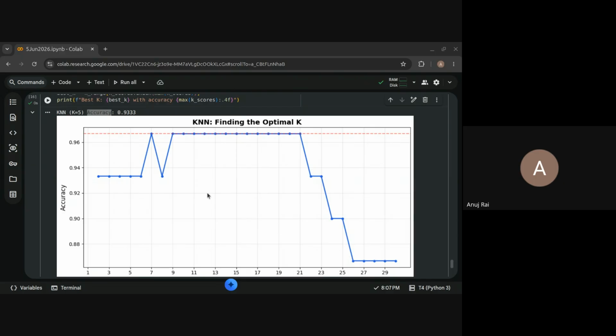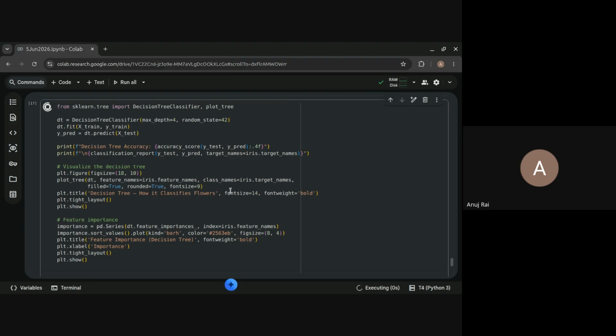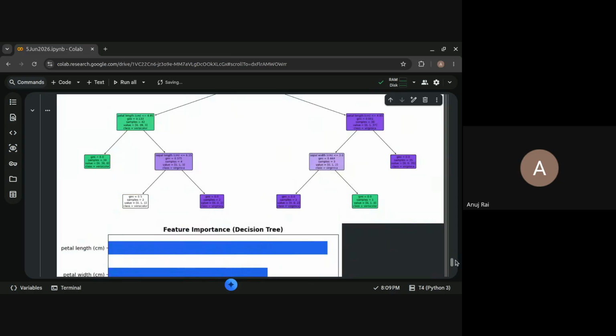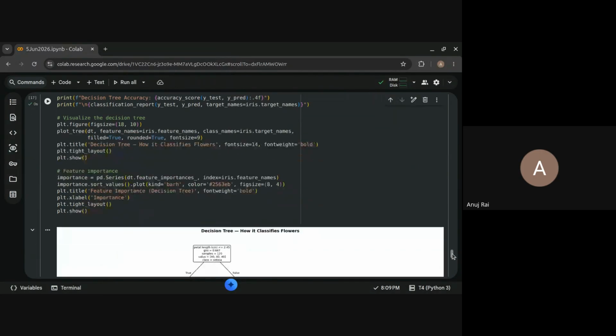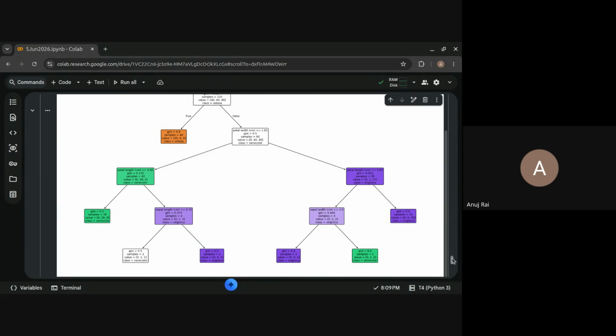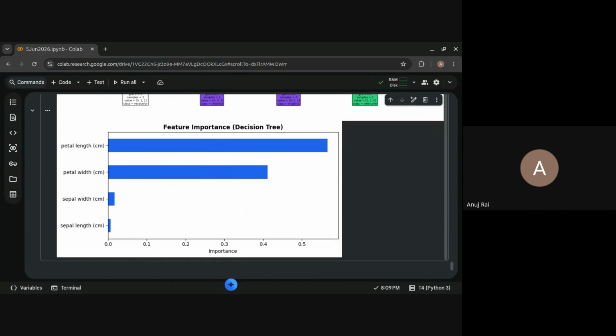So similarly, we have the decision tree classifier. In our previous case, in the regression model, we used decision tree for regression, but here we can use decision tree for classification also. So same process: decision tree classifier, then fit, then predict, and then we check its accuracy, and then the visualization of the decision tree. Here you can see how the decision was made, how the classification is being generated, and the feature importance.